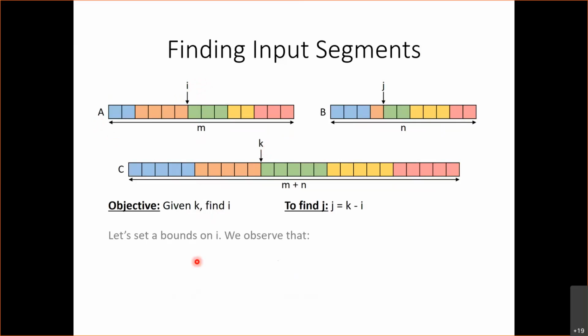Let's start by setting 0 to m minus 1. Sorry? 0 to m minus 1, right. So I is going to be greater than or equal to 0 and less than or equal to m. Notice it can be equal to m. Why can I be equal to m?